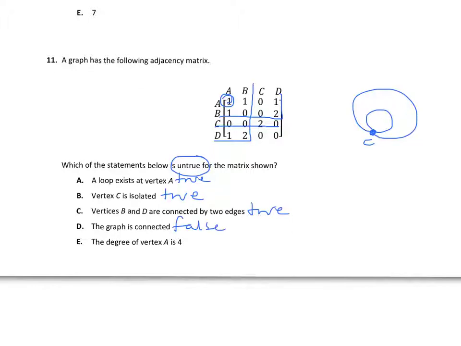Let's just make sure that option E is a true statement before selecting D as our answer. So there we have the degree of vertex A is 4. So at vertex A, we have a loop, we have a connection to B, and we have a connection to D. So then when we consider the degree of that vertex, then yes, there are 4 different paths leaving it. So that is a true statement at E. So our answer is D.